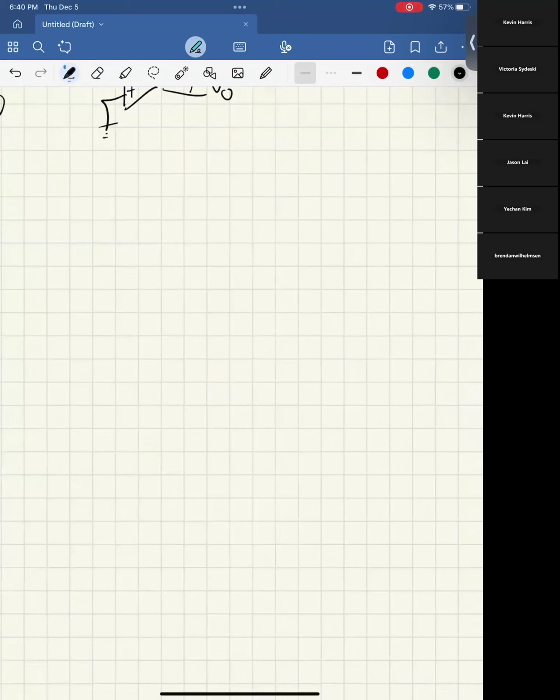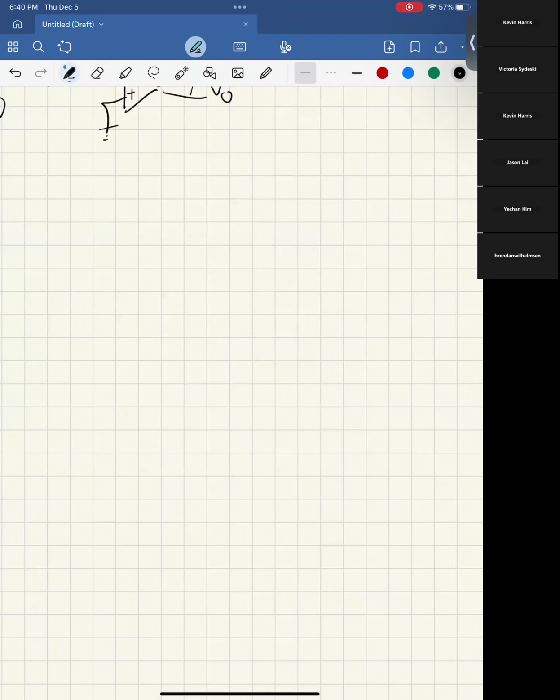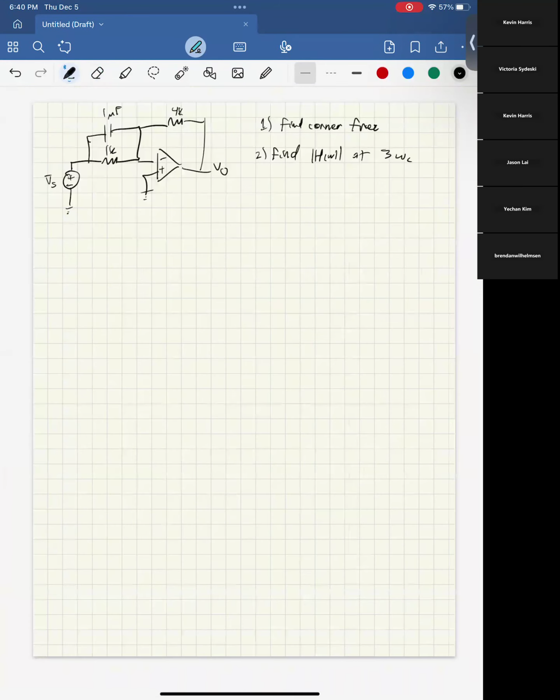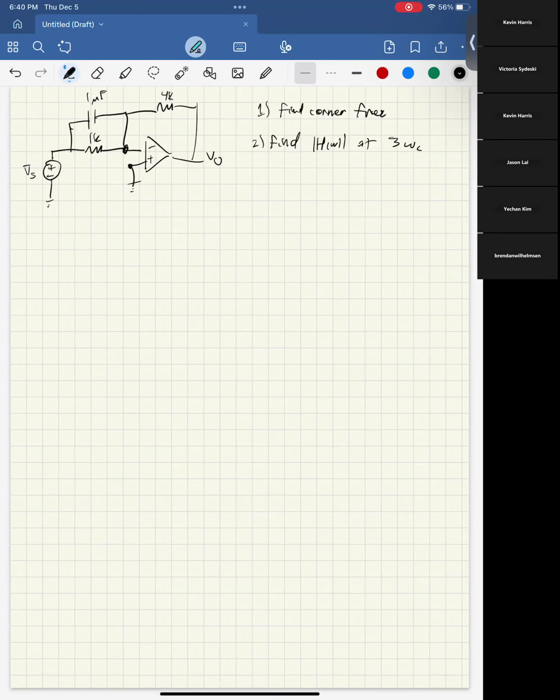So what we have to do first is find the transfer function. We do it the same way you did op amps before. You know that Vn is zero because Vp is zero. These are both 0 volts. So then we have 0 minus Vs over 1K plus 0 minus Vs over, and then that 1 microfarad is going to become, actually that makes a bit more sense.